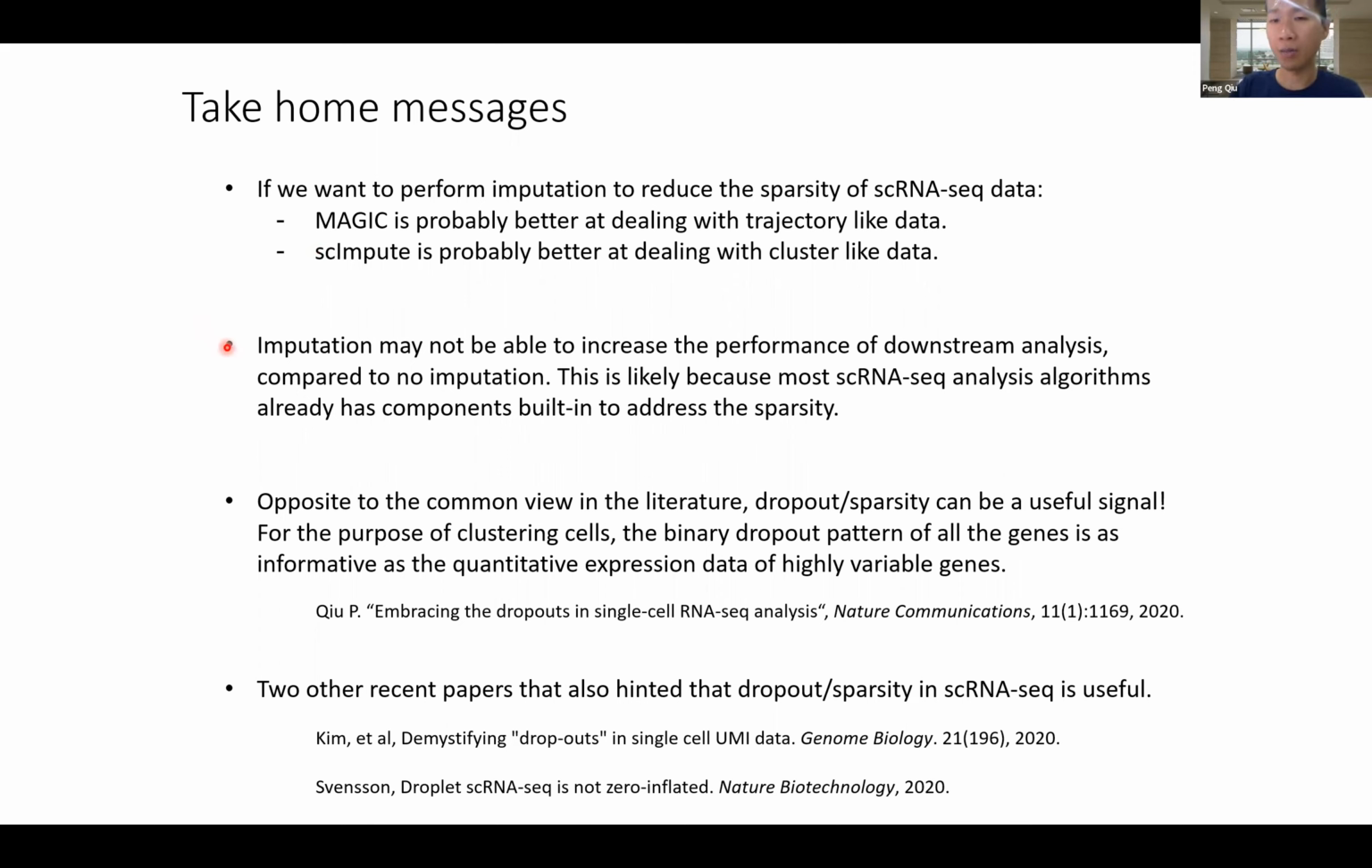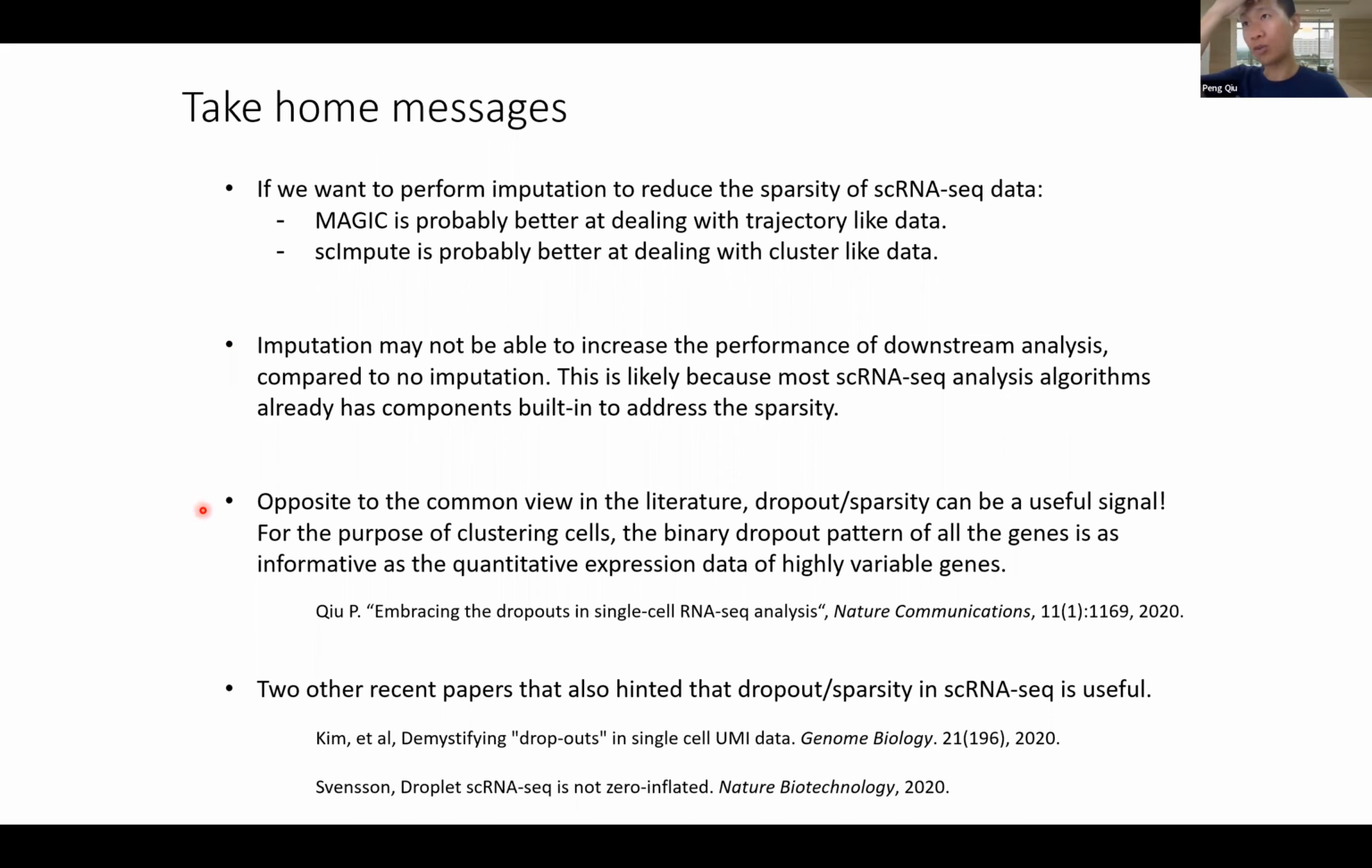At the same time, if our purpose for imputation is to improve subsequent analysis, then imputation may not be able to help a whole lot. Maybe just using existing pipelines based on the raw data before imputation is likely equally good.